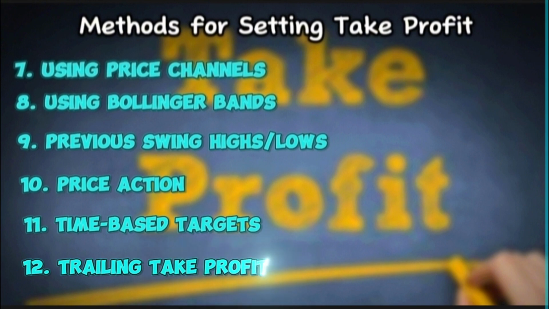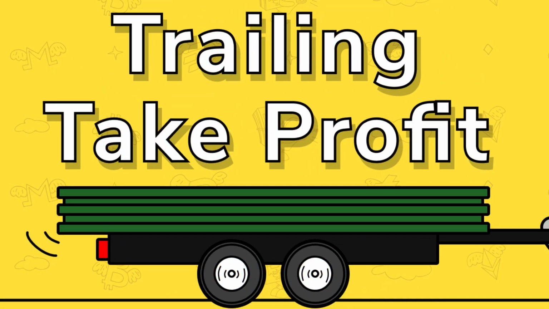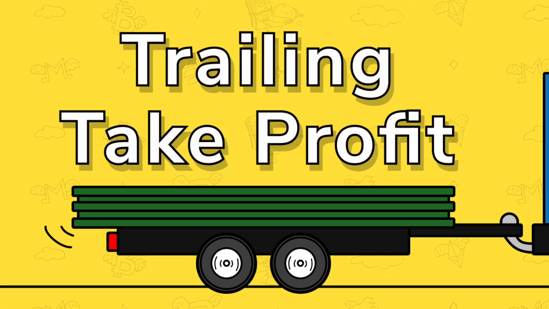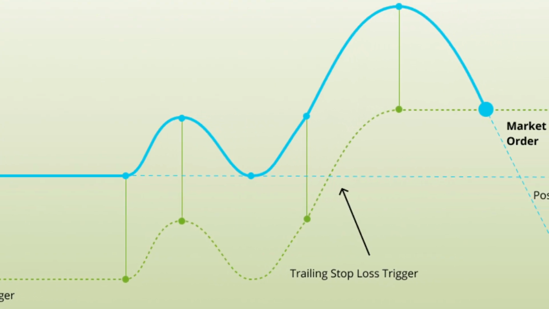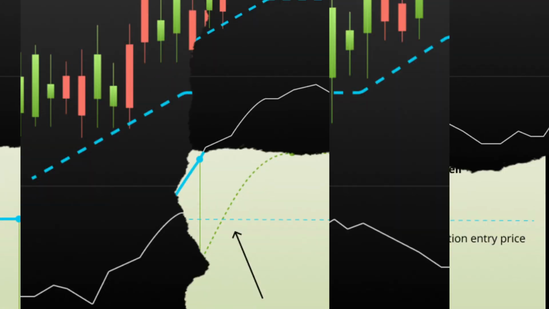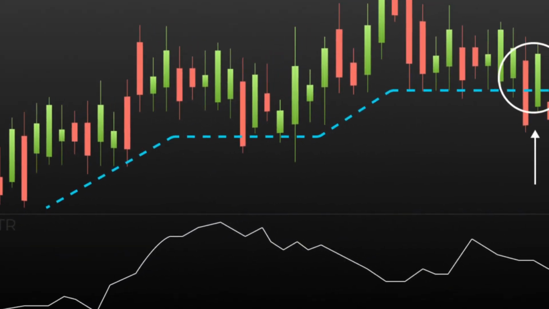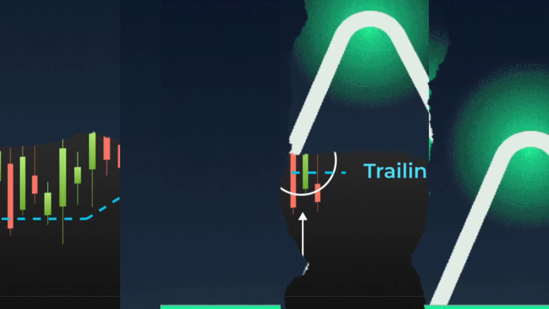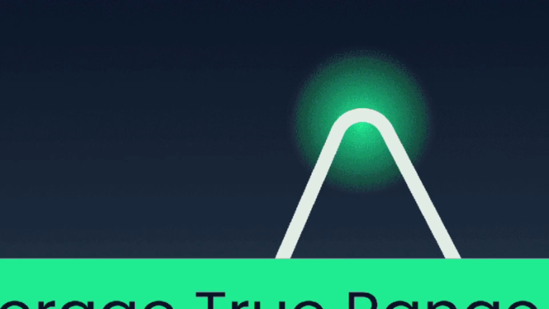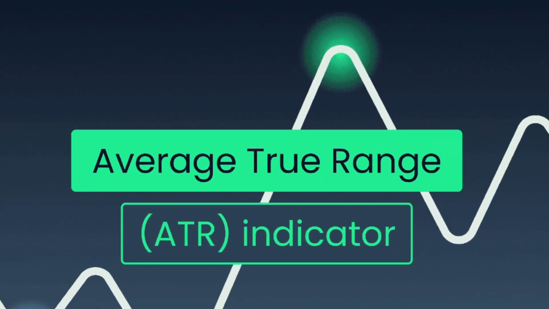12. Trailing take profit. Instead of a fixed take profit level, traders use a dynamic trailing stop, allowing it to adjust automatically as the price moves favorably. If the price reverses, the trade closes at the last adjusted level, securing maximum profit. This technique is often implemented using indicators like moving averages or ATR.